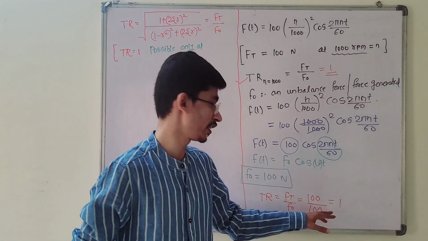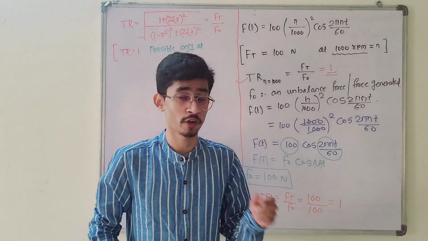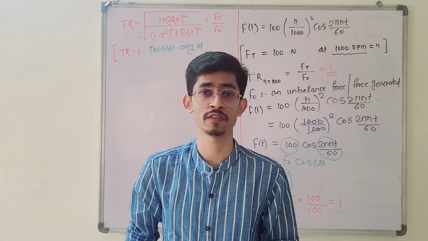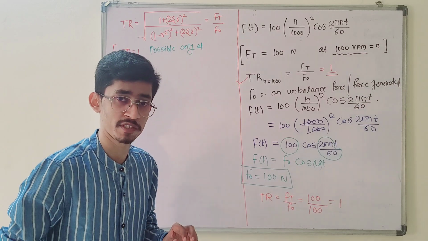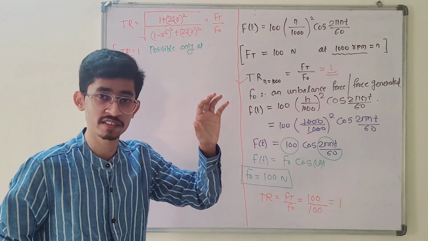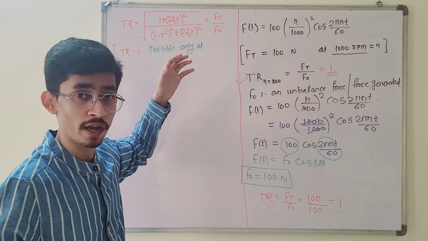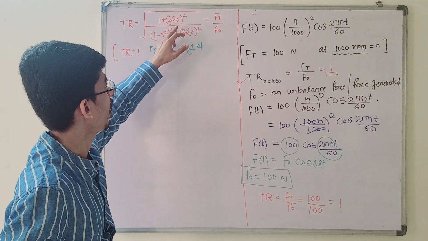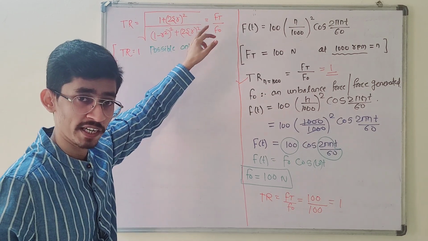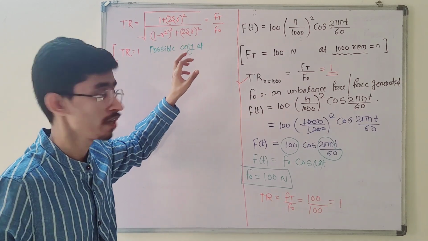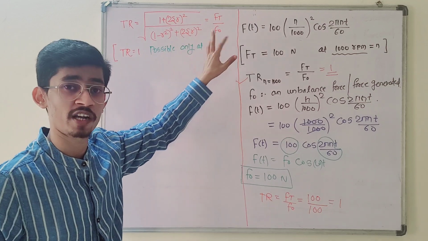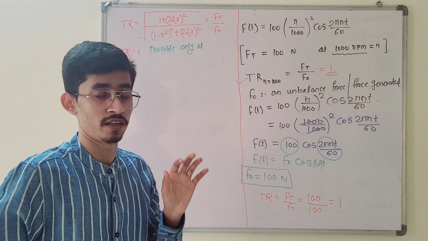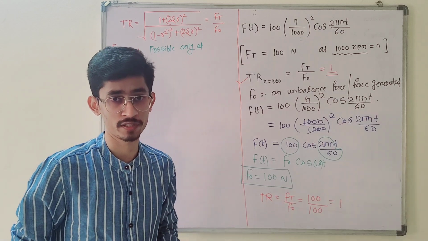So the transmissibility ratio obtained is 1. Now my next question is, if our transmissibility is 1, at which condition will we get this? What is transmissibility in terms of the final expression, which is already known to you? It is F_t divided by F_0, equal to the square root of (1 plus (2 zeta r) squared) divided by ((1 minus r squared) squared plus (2 zeta r) squared). Here zeta is the damping ratio and r is the frequency ratio.